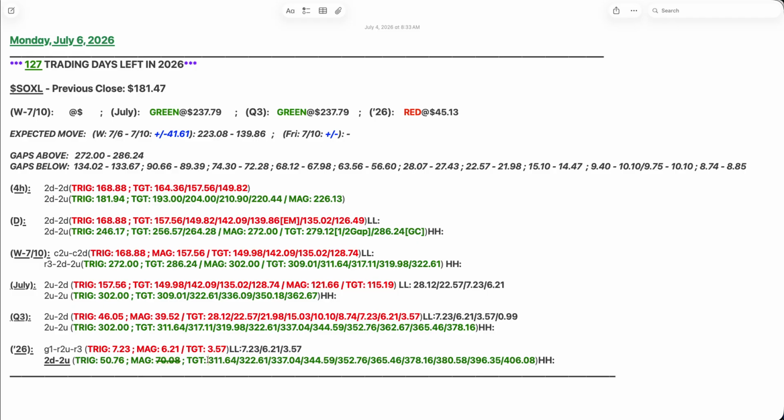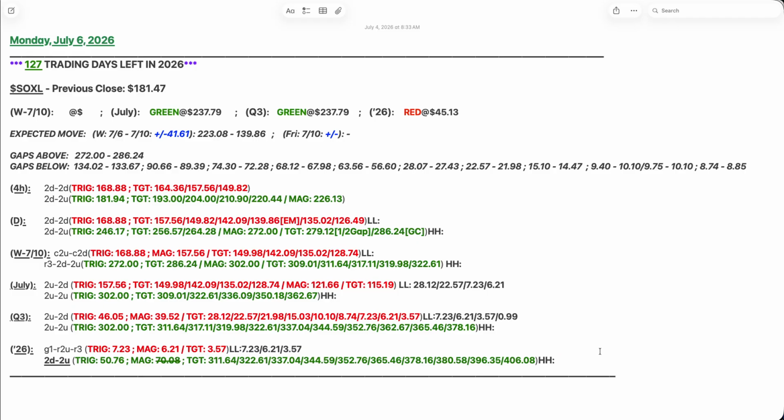On the week, again, if we go to the downside, it'll trigger a combo two down. That would trigger at 168.88. The magnitude of that move is not too much further. We're already in it. So if it were to continue, all we have to do is reach 157.56 for it to complete. And after that, there are some extended targets out here for you.